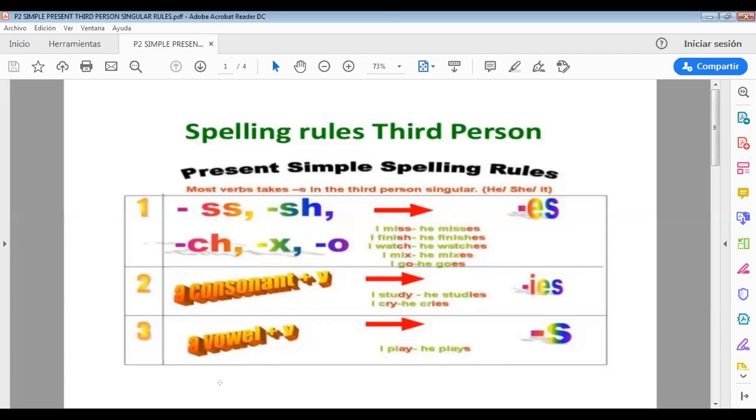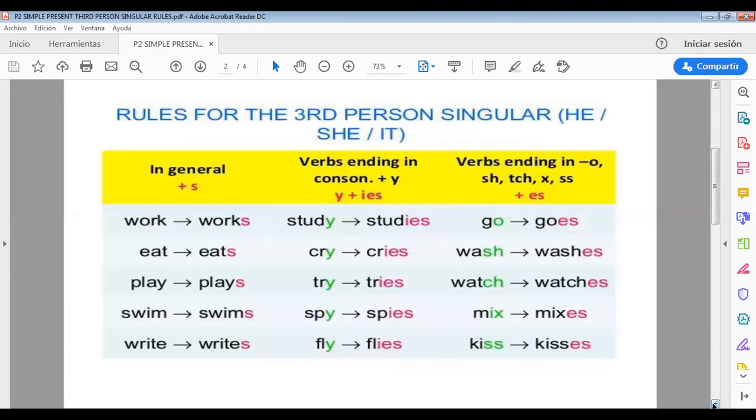When I have a verb that ends in a Y, but the Y is after a vowel, it means that I have a vowel plus a Y. For example, I play. We have here the vowel A, right? And then the Y. So what I do is that I keep the same, I don't change anything, and I just add the letter S. I play, he plays, she plays, it plays. Okay, here it's clearer. Aquí está un poquito más claro, ¿verdad?